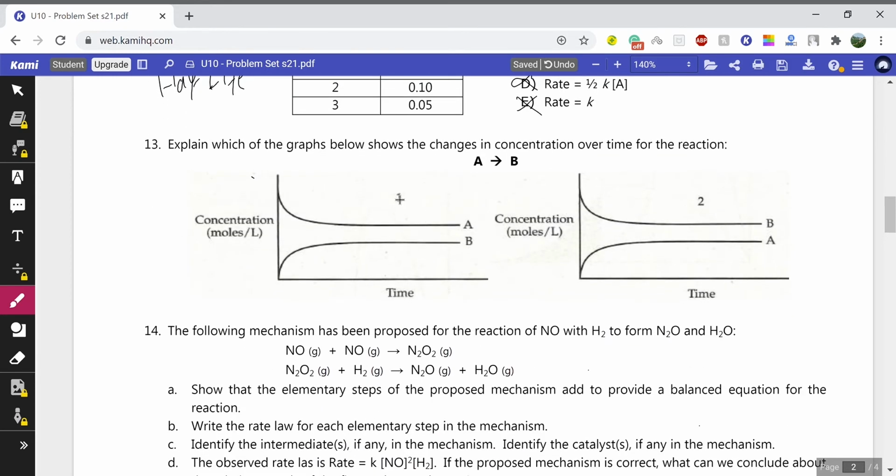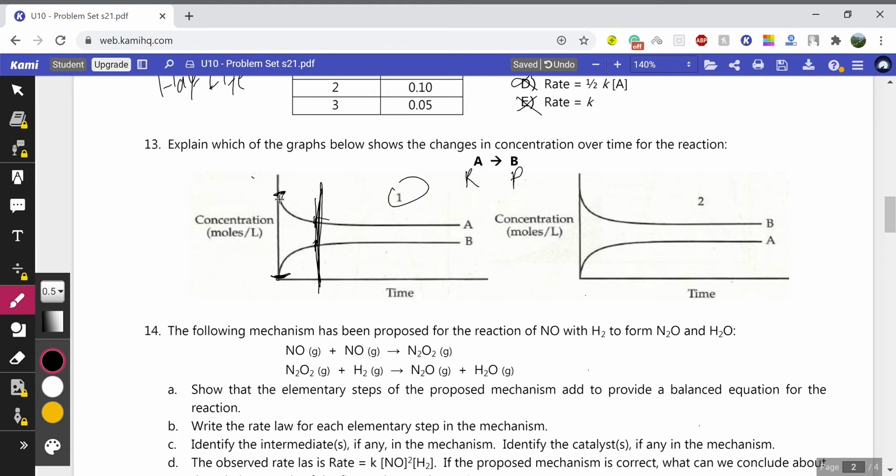Number 13, which one shows A goes to B? So A is a reactant and B is a product. That means A is being used from a big number to a small number, and B is produced from 0 to a big number. So which of these graphs shows A being used up and B being produced? Graph 1. As you can see here, A goes from here and gets used up until here. B starts from 0 and gets produced until here. And after this, it's equilibrium. So this is the equilibrium point.